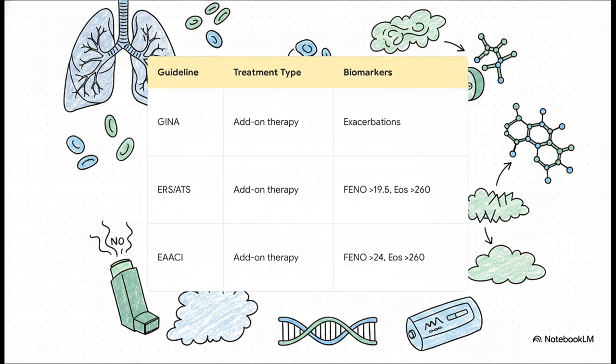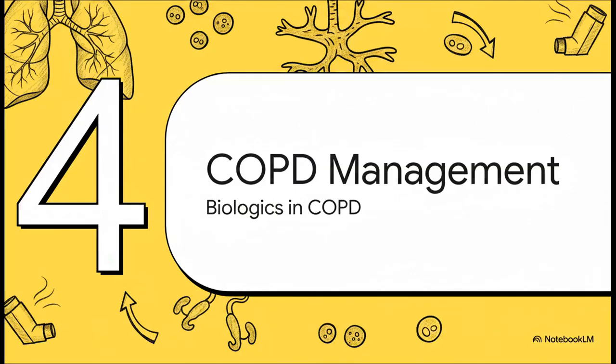No way. You only add these bad boys on top of standard triple therapy. You know, your LABA, LAMA, and inhaled corticosteroids. And only for uncontrolled patients who meet specific biomarker thresholds. We're talking high eosinophil counts, elevated fractional exhaled nitric oxide, or FeNO, and a history of severe exacerbations over the past year. Section 4, Biologics and COPD Management.